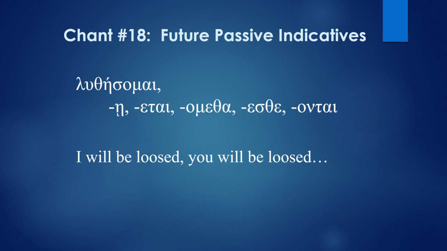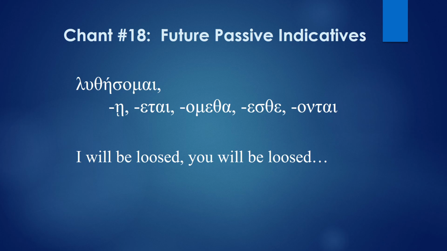This is chant number 18, the future passive indicative verb. Luthesomai, I will be loosed. The a ending is for the second person singular. You will be loosed. Etai is the third person singular ending for he, she, it will be loosed.